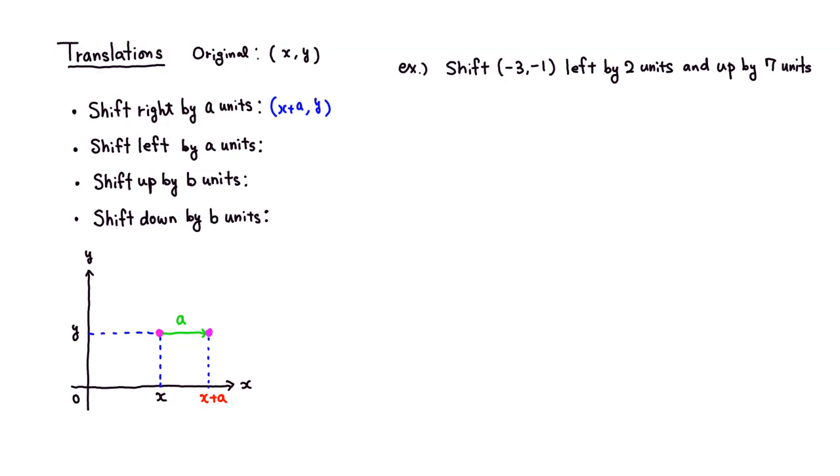And if you're moving to the left, in the other direction, the y coordinate stays the same, but the x coordinate is going to decrease by a. So we know that this is going to be x minus a. So the coordinate is going to be x minus a, comma y.